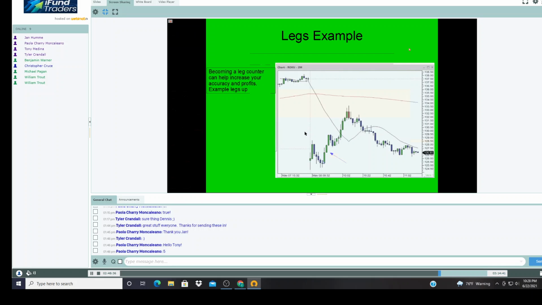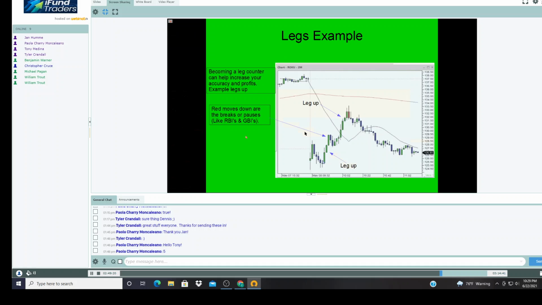For example, this was the old Roku back in the day. It gaps down, comes up a little, pulls back, and then it goes up again. Now it gives you a nice leg here because you have a pause and then another leg. Right? So this is a leg up, pause, little break, and then another leg up. So this is two legs here. 1, 2. If he would have played this short, it would have been 3 legs, but no. 1, 2.